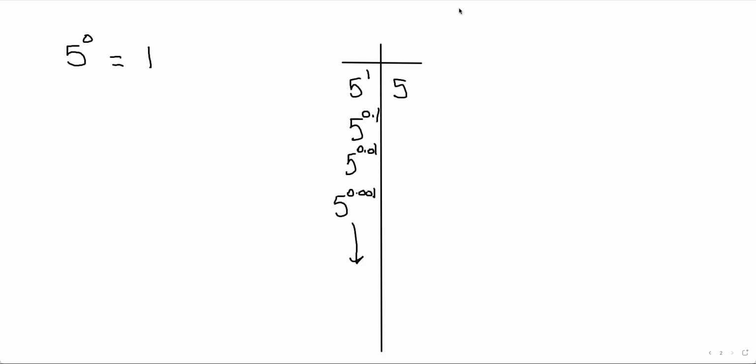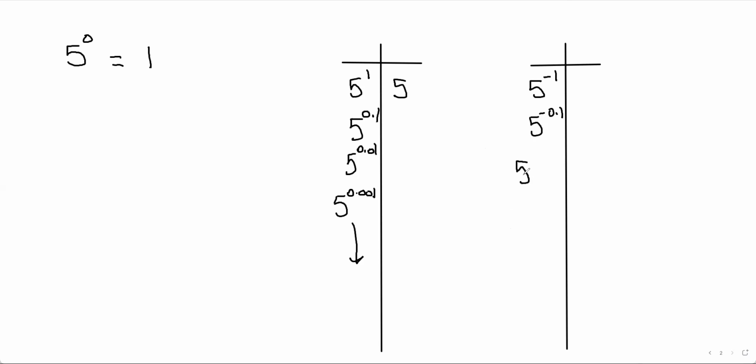Also, we want to approach 0 from the negative side. So here we start with 5 to the power of -1, and we want to start getting closer to 0. So 5 to the power of -0.1, and then we're going to go to 5 to the power of -0.01, and maybe we'll go as far as 5 to the power of -0.001, and the list could go on forever. Now go ahead and take your calculator and do all of these right here.